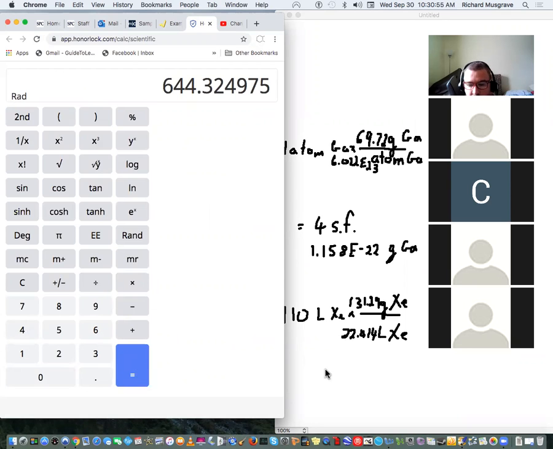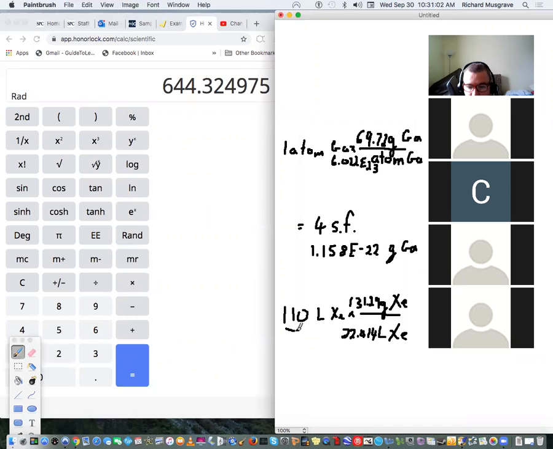Hit equals, and there's my answer, 644. Now, looking at what we're beginning with here, though, we've only got 2 significant figures. So our answer comes out to 2 significant figures as well, which means it's going to actually be 640 grams of Xe. Now, understand that if you did write 644 as your answer, you'd still get 9 out of 10 for the problem, but you wouldn't get 10 out of 10 because the significant figures weren't correct.